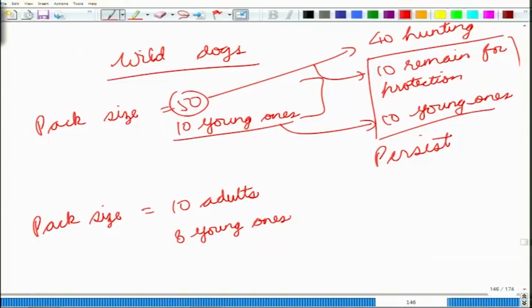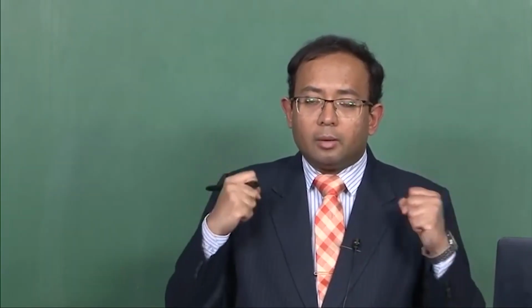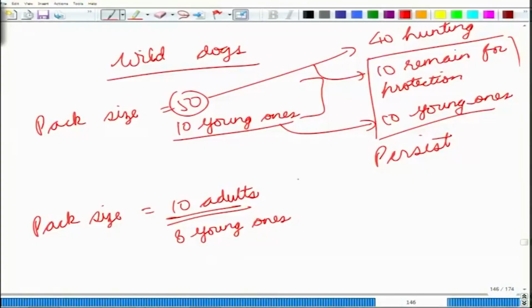Now, because these wild dogs hunt using a pack strategy, all of these individuals have evolved in such a manner that when all of them go together in a large number and attack a prey, they are able to kill that prey. But if you have only a single dog, that might not be able to kill the prey. So, to have a possibility of bringing some food back to the young ones, all these 10 adults will have to go out.